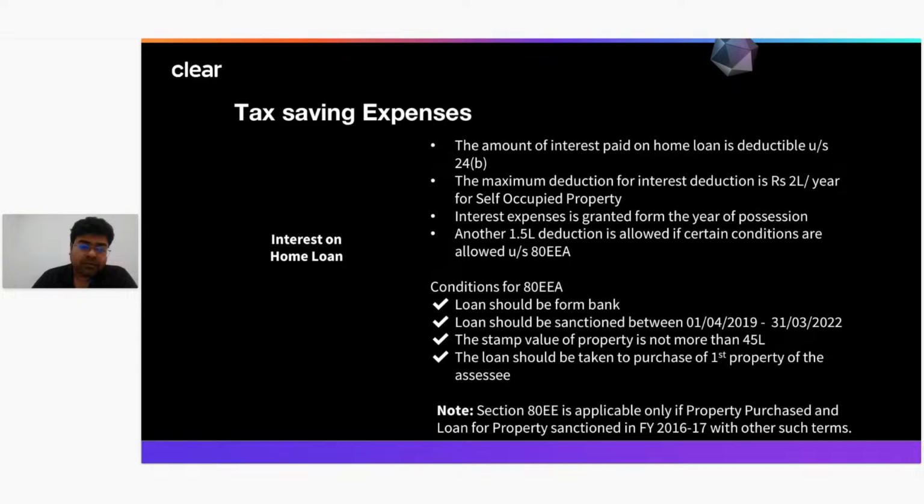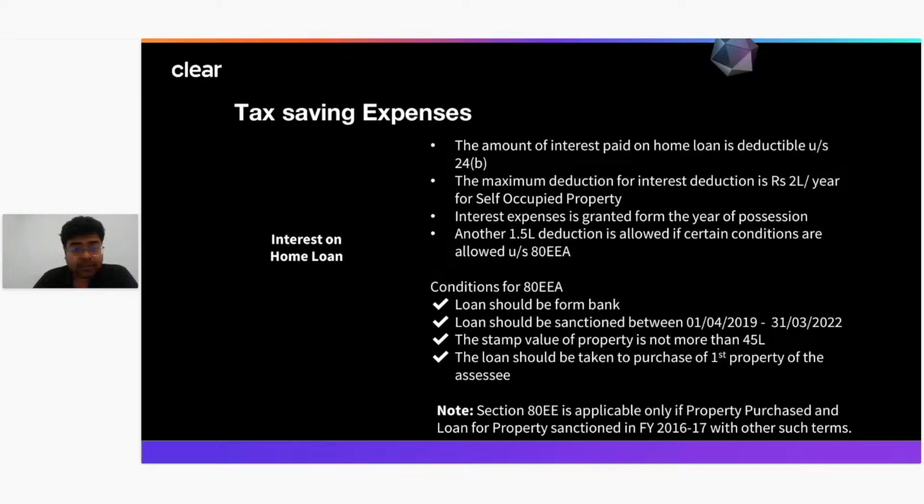Now, another tax saving expense is your interest on home loan. Interest on home loan has a really interesting component. Every year, if you have taken a home loan, then depending on the purpose of that house, either 2 lakh rupees or the entire amount of interest can be deducted. However, if the house property that you have is a self-occupied house property, a maximum of 2 lakh rupees per year can be deductible, right?